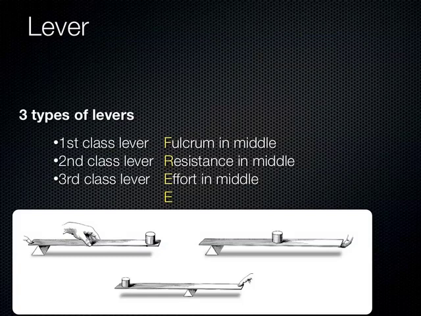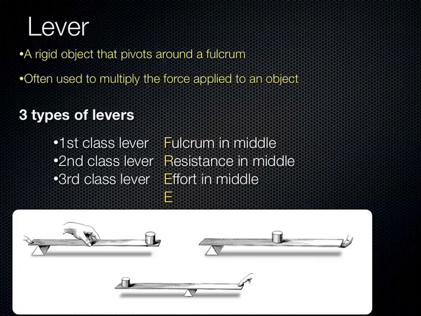All right, our last simple machine is the lever. No one calls it a lever. Some people do. It's not clever. So a lever such as this is basically a rigid board or rod that pivots around what we call the fulcrum. And it can be used to multiply force that's being applied to an object.